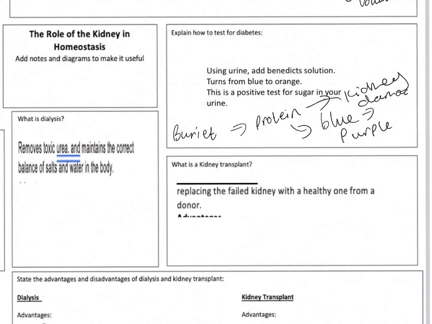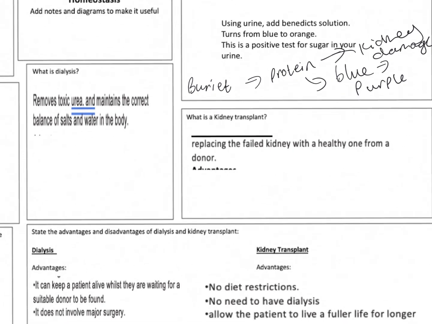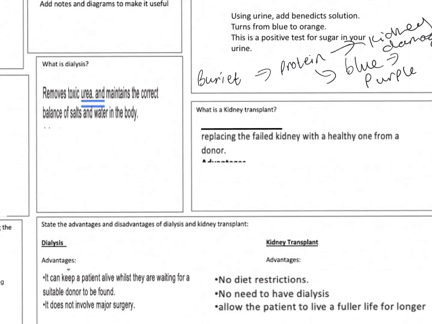If you've got protein in your urine, that means you've got kidney damage. What is the need for a kidney transplant? Replacing a failed kidney with a healthy one. What is dialysis? It removes toxic urea and maintains the correct balance of salt and water in your body, as your kidneys can't. So that's used when your kidneys don't work.